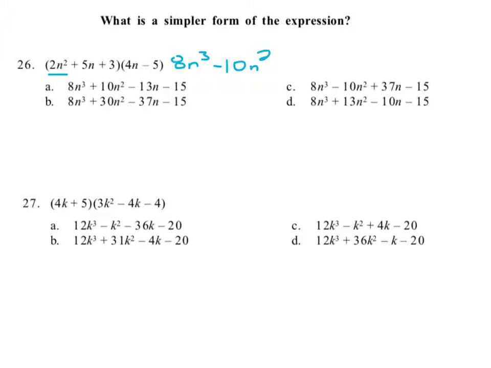negative 10n squared. And then I'm going to do this times those two. 5n times 4n, 20n squared. And then 5n times negative 5, negative 25n. And then finally, I'm going to do this positive 3. Positive 3 times 4n is positive 12n. And then positive 3 times negative 5 is negative 15.